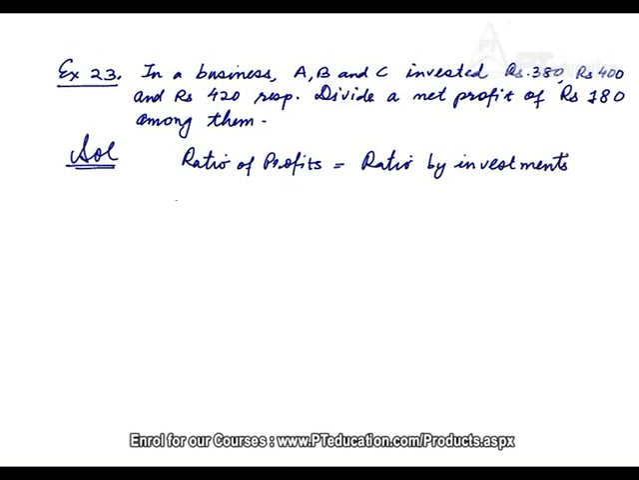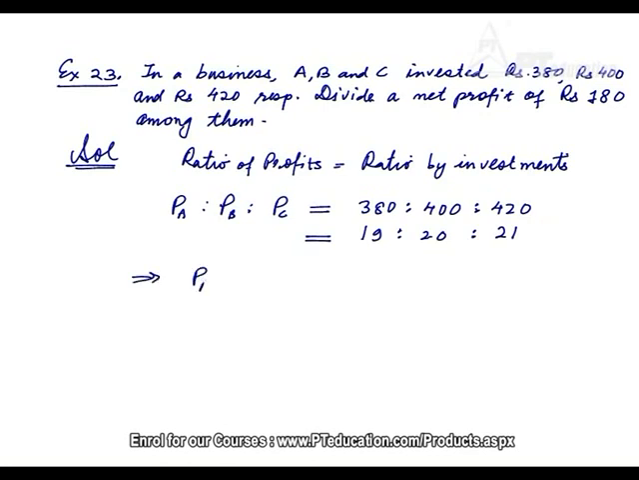So the ratio of profits for A is to profit for B is to profit for C will be the ratio of their investments, which will be 380 is to 400 is to 420, which can be further simplified and written as 19 is to 20 is to 21. Just divide by 20 throughout and you will get 19 is to 20 is to 21 as the simplest integral expression of this ratio. And we know that the total profit was rupees 180. This is given to us in the question.